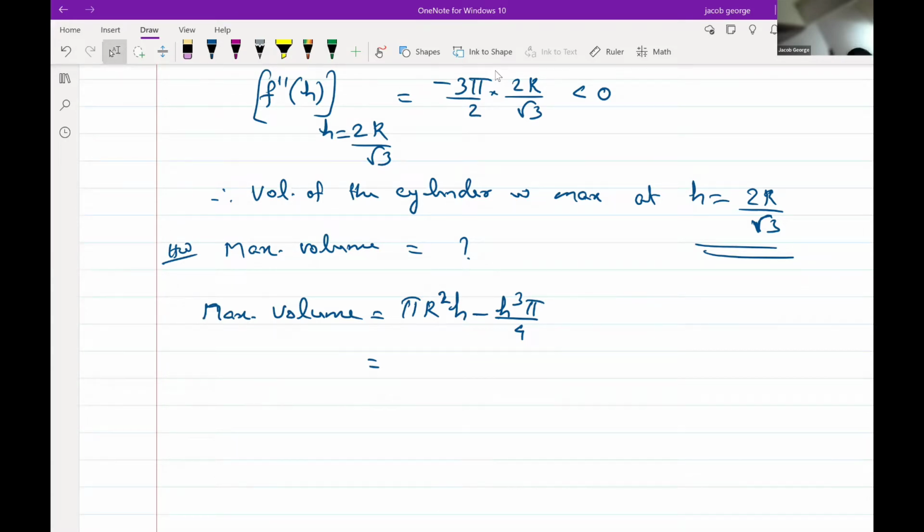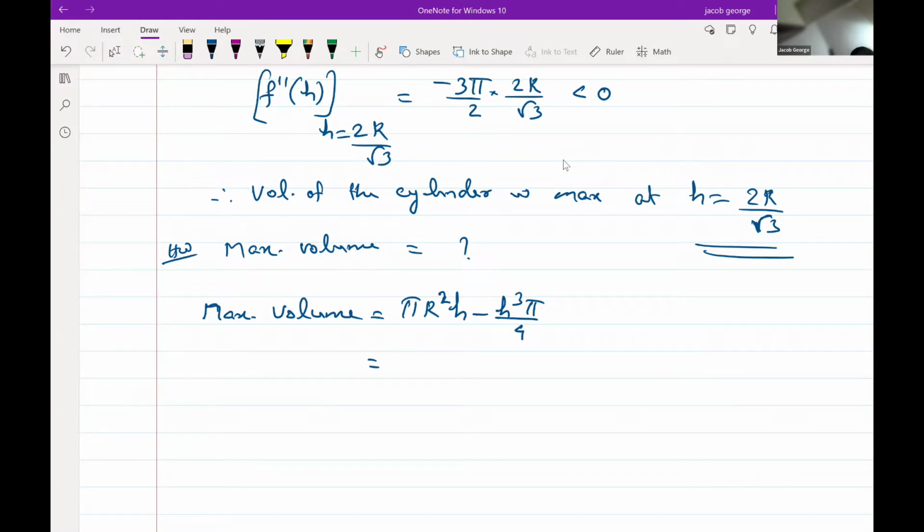So pi r square h minus h cube pi by 4. In this expression, you have to substitute h. H is 2r by root 3, that you will substitute. Then you can easily get the answer. Yes, can you try that simplification? It will be pi r square into 2r by root 3. Or after taking h as a common factor outside also we can do. So I will do accordingly. Otherwise it will be a little bit complicated if I don't take h outside.